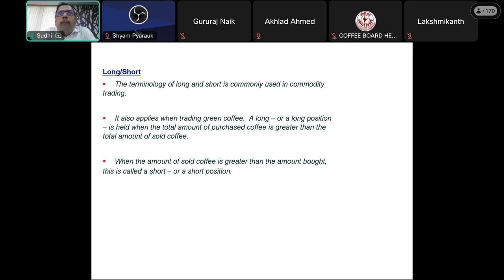The roaster wants coffee before the season starts. Say a roaster comes to the market in September or October of 2023 and requests the price taker or the exporter to sell coffee for them from January to December of 2024. So when there is no coffee yet, the exporter has to sell coffee from January to December. When the amount of sold coffee is greater than the amount bought, this is called a short position.